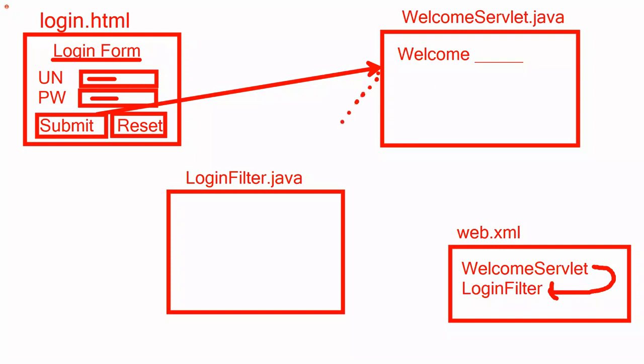Control diverted to login filter. Okay, control diverted to login filter. So I'm just writing dotted lines. It is dynamic to understand. Now, for understanding purposes only, I'm writing it like that.